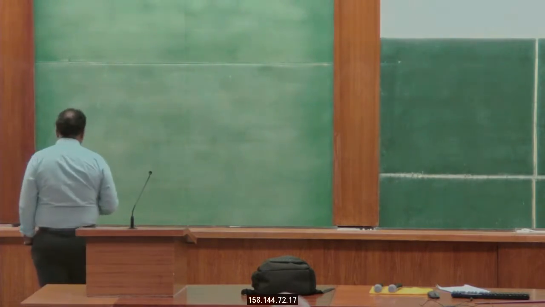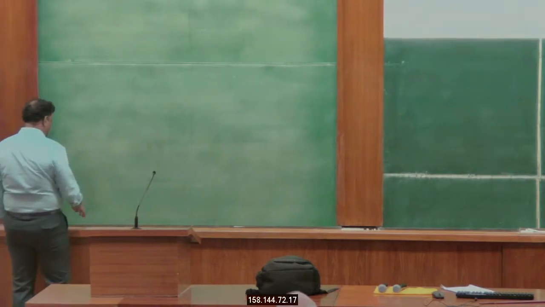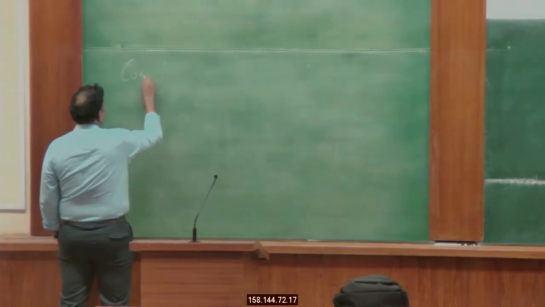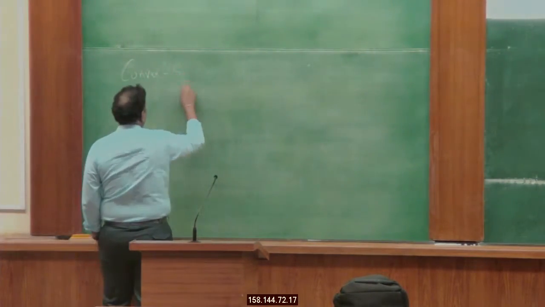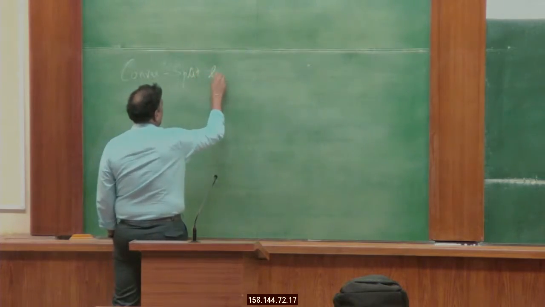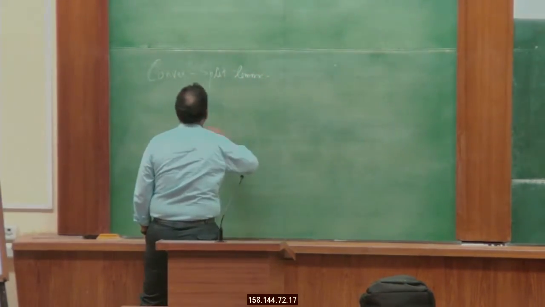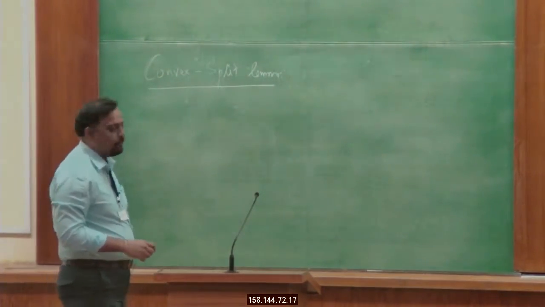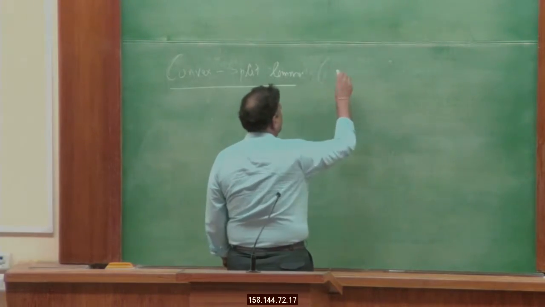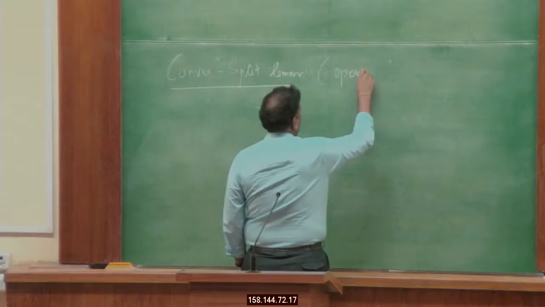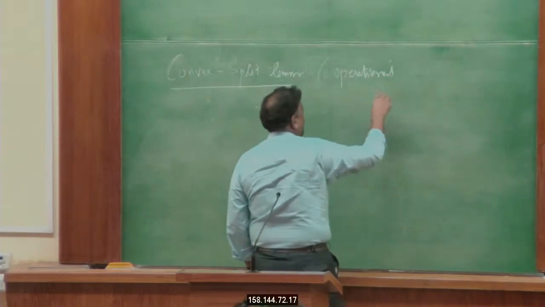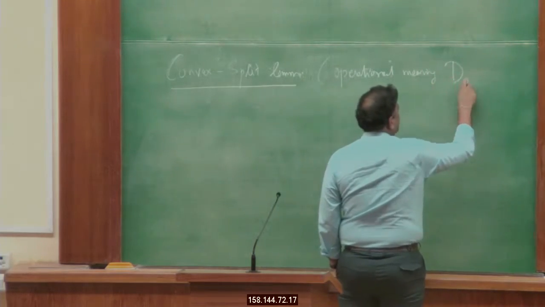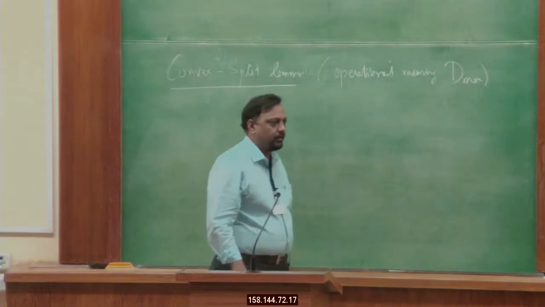Okay, so what are these tools? One is what we call the convex-split lemma, and this gives some kind of operational meaning to what is known as Dmax, that is the max relative entropy.